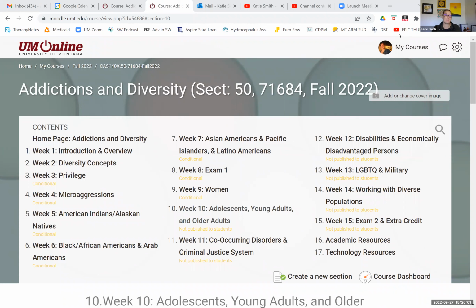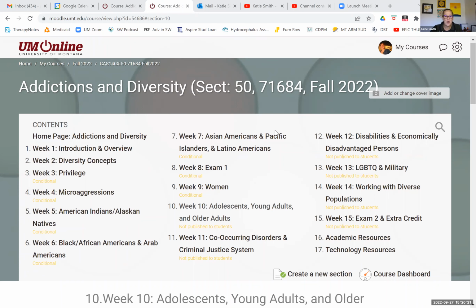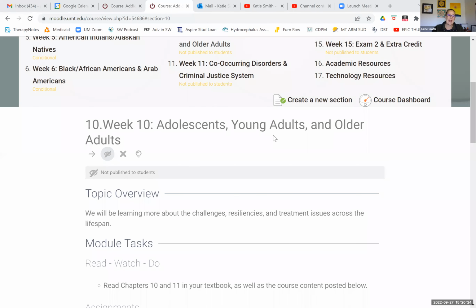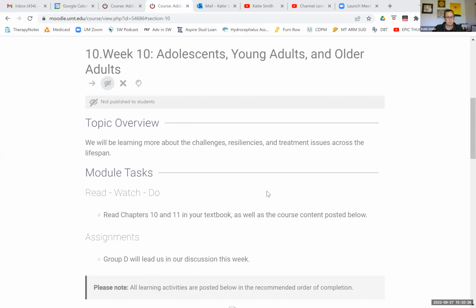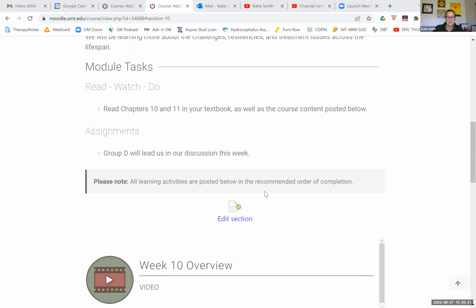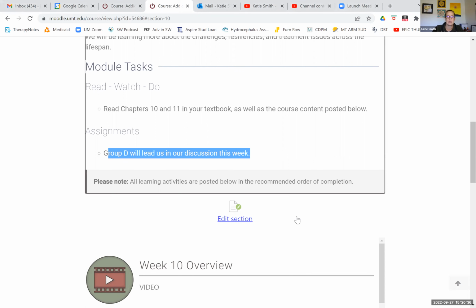This week we are going to be looking at some different groups across the lifespan. So adolescents, young adults, and older adults, really looking at some of the diversity considerations within populations based on age. So let's do an overview of what we're looking at for this week. We are reading chapters 10 and 11 in our textbook, as well as the content that I posted below. We'll go over that. And then group D will lead us in our discussion this week.